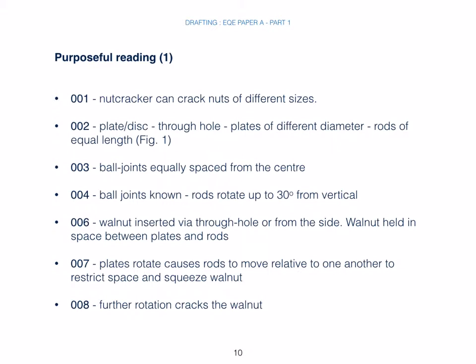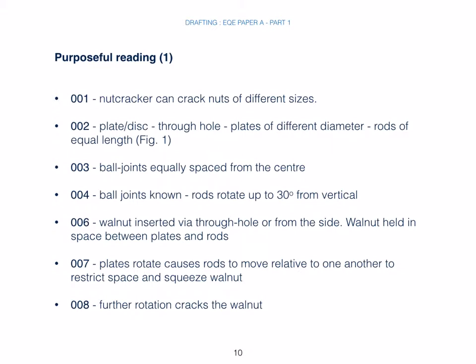And then we go to paragraph 8, for which you need to look at figure 5. Paragraph 8 says the plates 1 and 2 are further rotated relative to each other and the space between the plates and the rods 3, 4 and 5 is further restricted until the walnut is cracked by the rods. And I have noted further rotation cracks the walnut. Note that these paragraphs are much easier to read and understand if you have already a preliminary understanding just by looking at the drawings themselves.